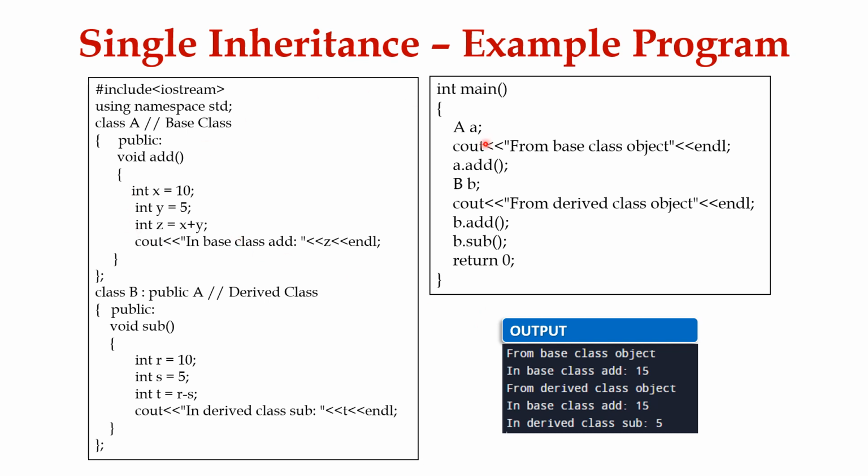So this is the example for single inheritance, where we have only a single base class and a single derived class. The derived class object can access the variables and member functions declared in the base class, and also its own variables and member functions. So I hope you are clear on single inheritance.